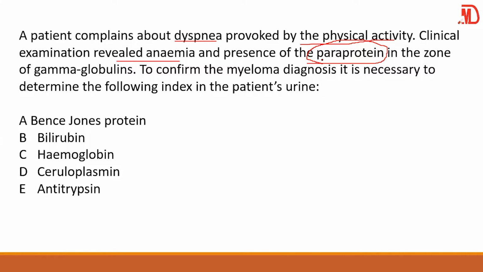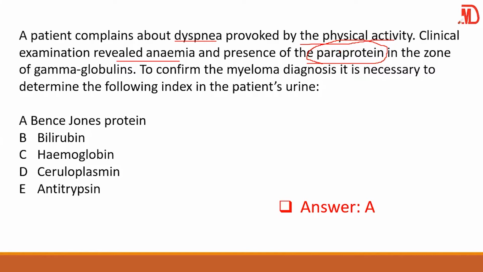And how do you confirm? You confirm by using Bence-Jones proteins. So sometimes you will not see paraprotein. You might see myeloma, that is M-Y-E-L-O-M-A. Myeloma or plasmacytoma.